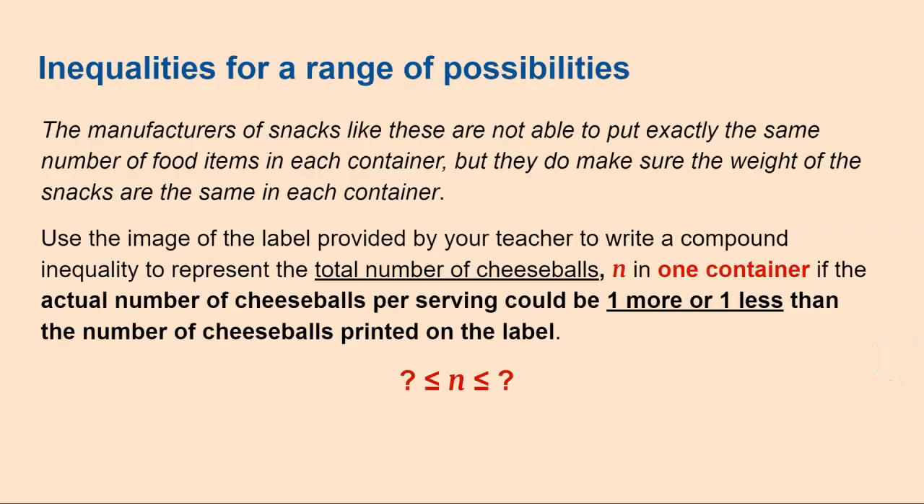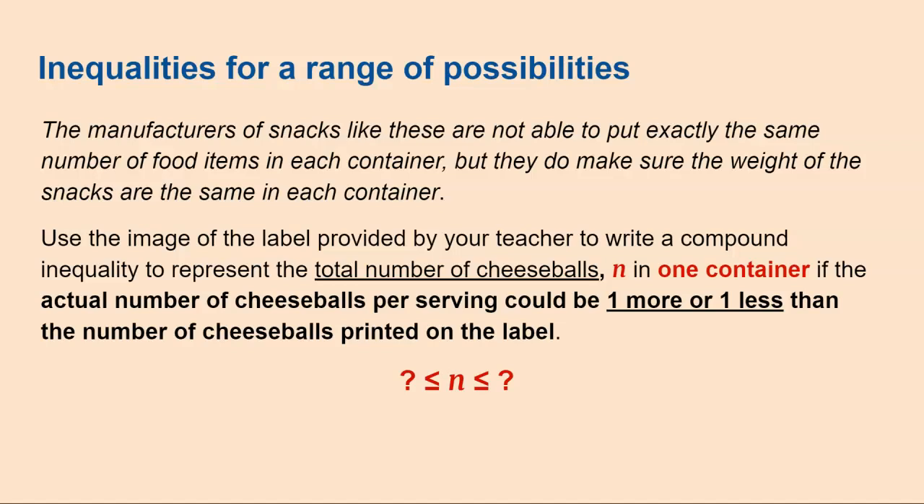Okay, now we're going to take it even further, do a little bit of problem solving. We'll talk about the fact that those containers of snacks do not have exactly the same number of snacks in each container, but they do have the same weight. So what we're going to do is create another compound inequality, and this time we want this inequality to have the total number of cheese balls if the actual number per serving is one more or one less than the number printed on the label.